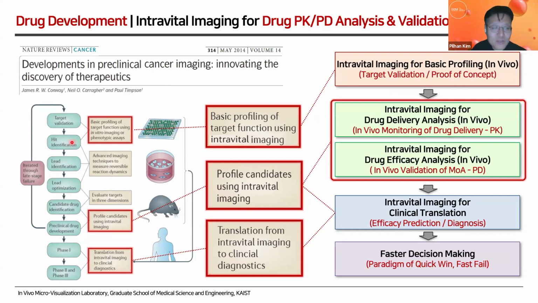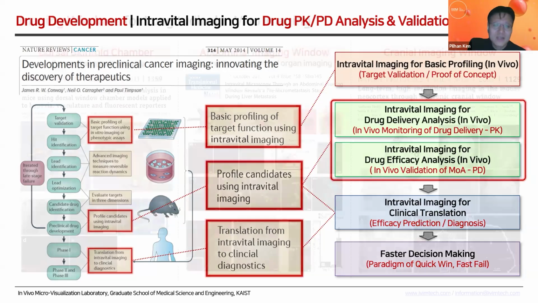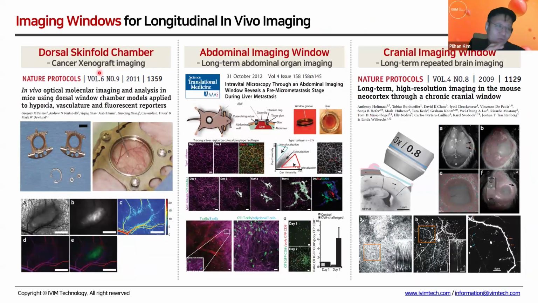And then, after hit identification, lead identification, and lead optimization, we can have several candidates. Before going into the clinical trial, we need to profile these candidate drugs in a live animal model in preclinical testing. And here, intravital imaging is also a very useful tool to monitor drug delivery and efficacy. Basically, we can do in vivo PK, PD imaging analysis by using intravital microscopy. For that purpose, we have several imaging window techniques for longitudinal imaging.